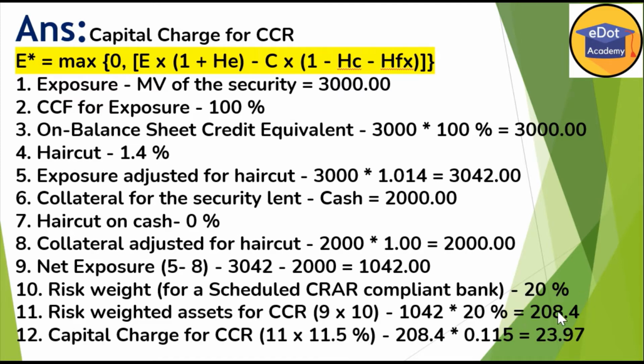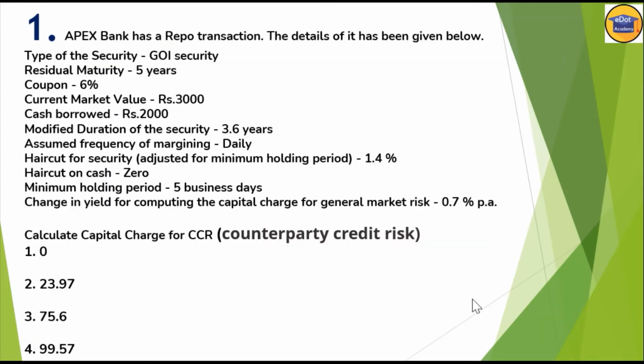So 208.4 into 11.5%. So we are getting here 23.97. So capital charge for CCR, means counterparty risk, is how much we are getting here? 23.97. So option 2 is correct here.